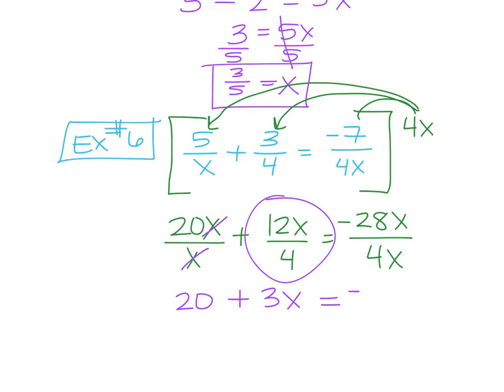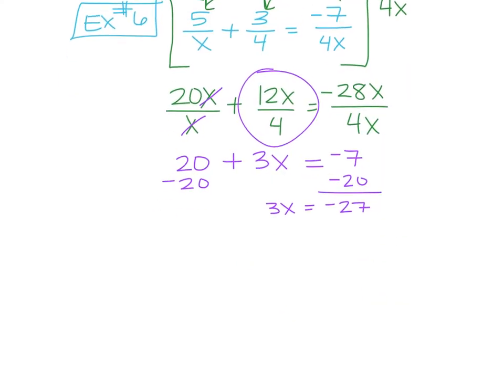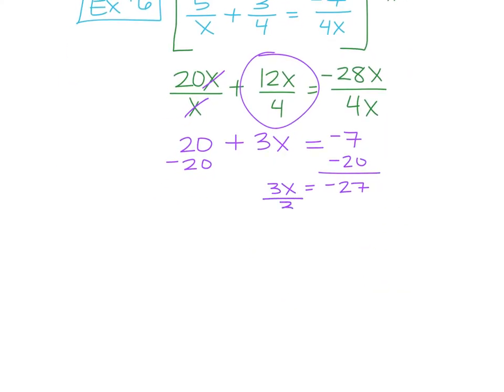Negative, so 28 divided by 4 is negative 7. X divided by x is 1, so it would just be negative 7. Okay, then solve. So take away your 20 from both sides, and you get negative 27 equals 3x. And then you're going to divide by 3. So x equals negative 9. Good on that?